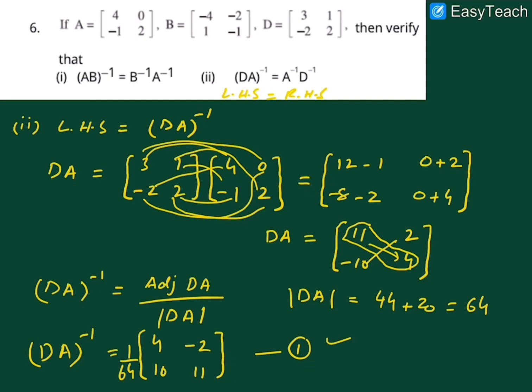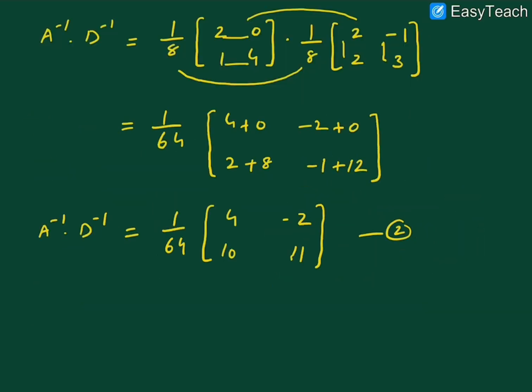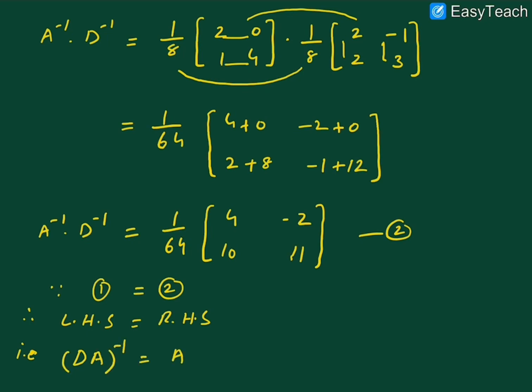So 1 and 2 are the same. Since 1 is equal to 2, it means the left hand side is equal to the right hand side. That is, (DA) whole inverse is equal to A inverse into D inverse. Hence verified.